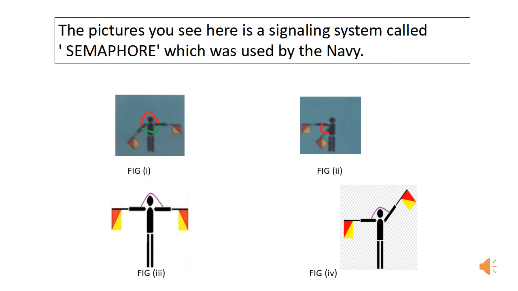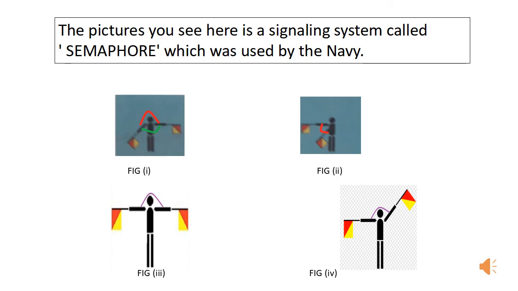Now see the pictures here. These pictures show a signaling system called Semaphore which was used by the Navy. Can you identify the type of angle in each figure? Red angle in the first figure is reflex angle, right? Whereas green angle marked is an obtuse angle, isn't it?